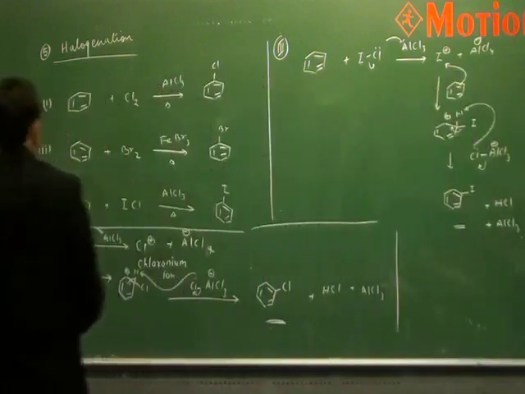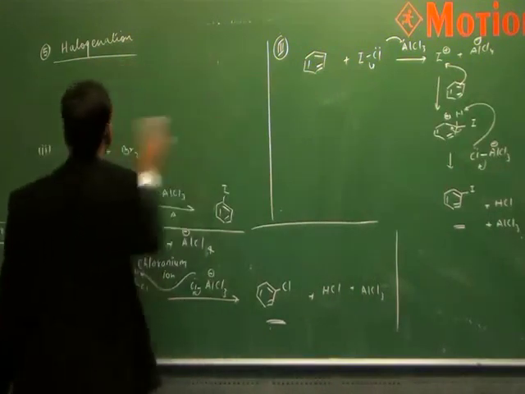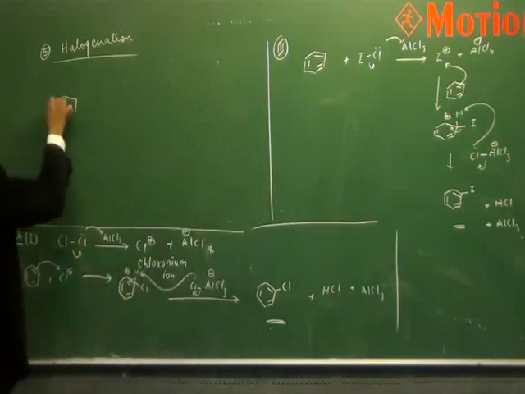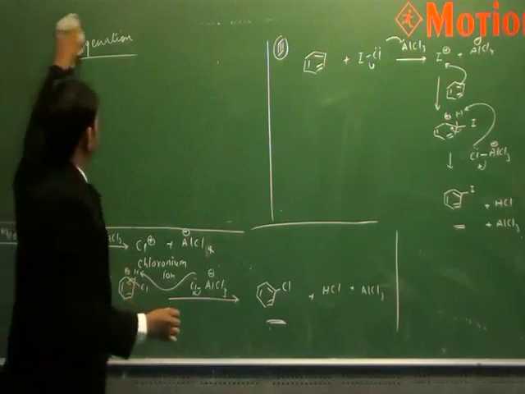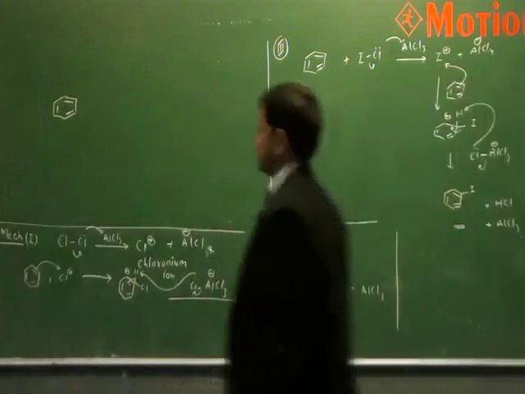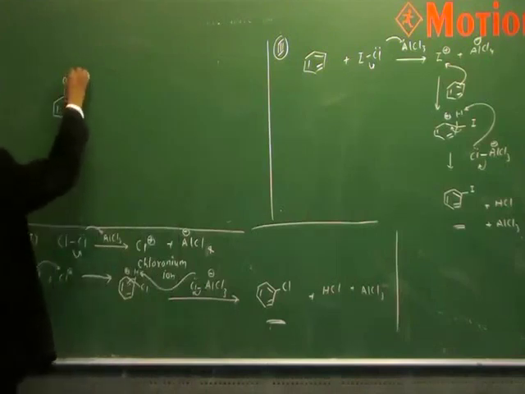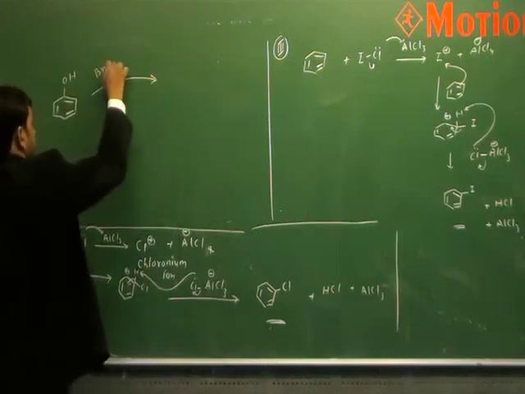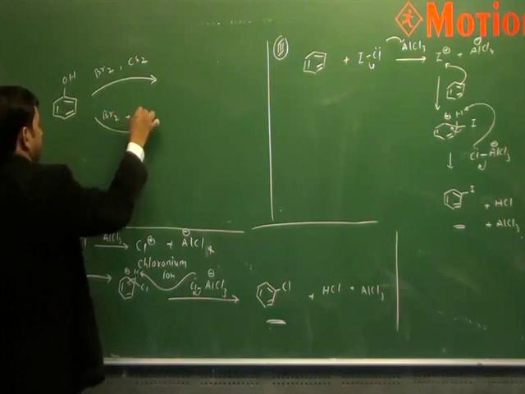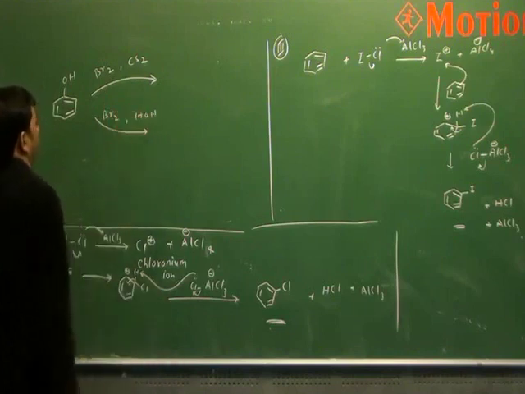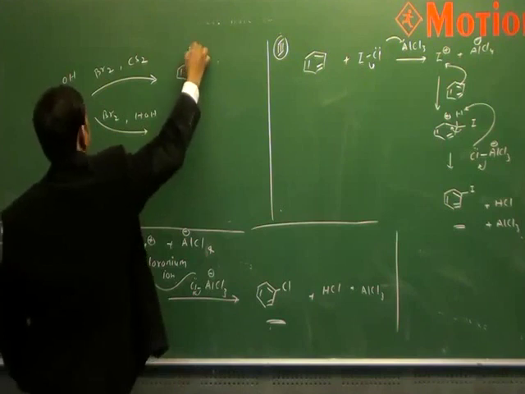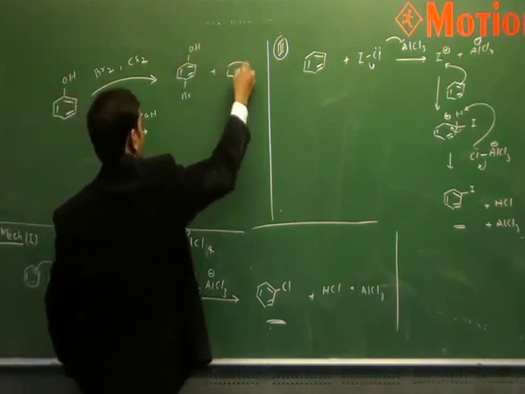If halogenation is done with phenol, it gives a monohalo product, that is, ortho and para product.